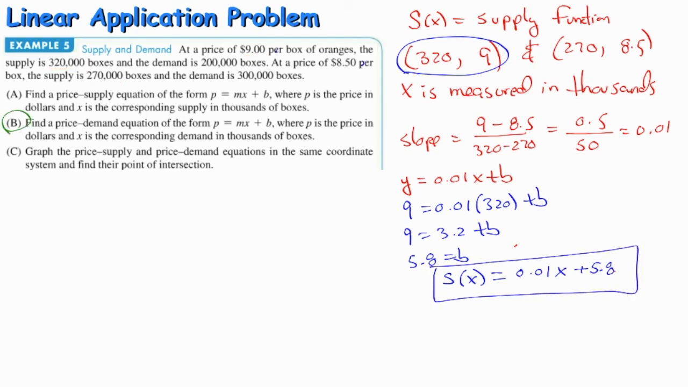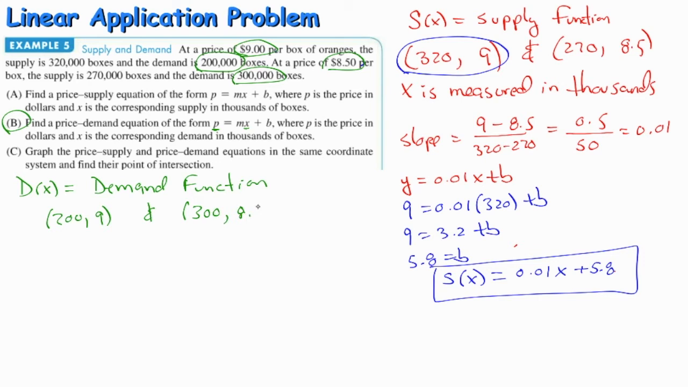So now part B wants us to do our demand equation. And we're going to let d of x be our demand function. And again, they want P to be the output for input x. So when 9 is the output, the demand is 200. That's the input. So we have 200 comma 9. And when 8.50 is the output, 300 is the input. We have 300 comma 8.5.